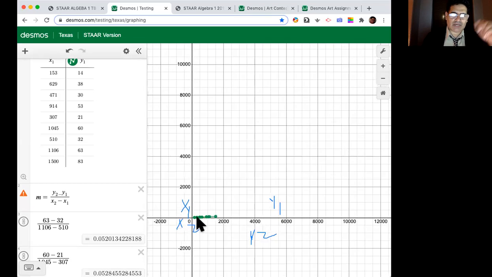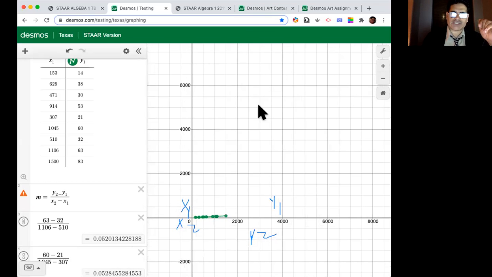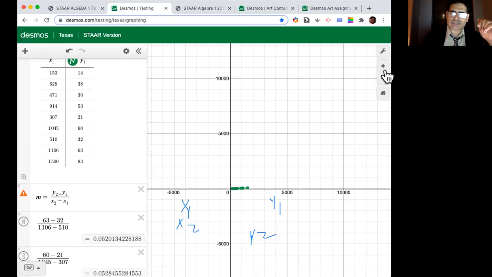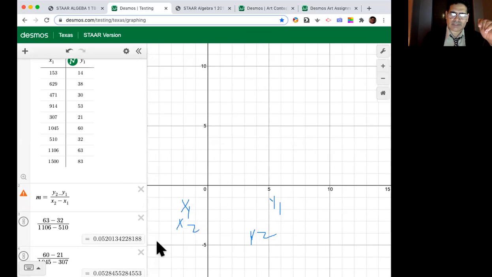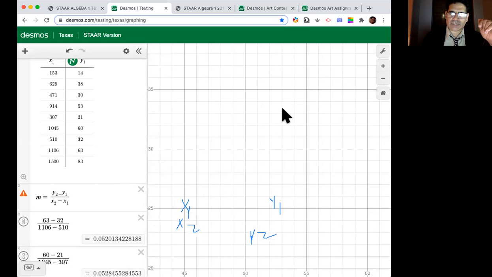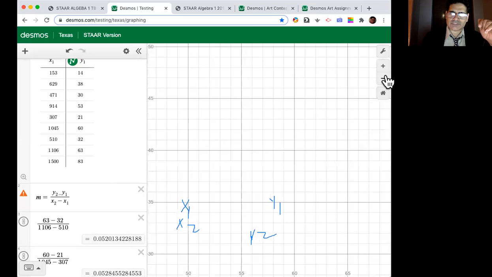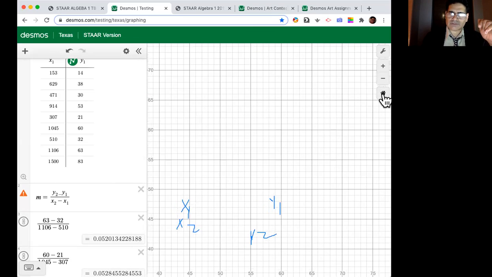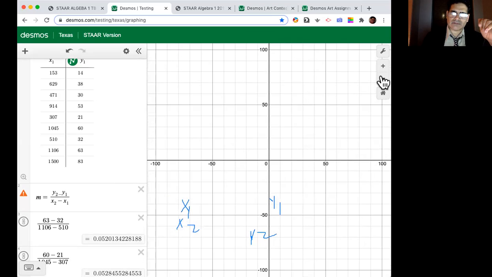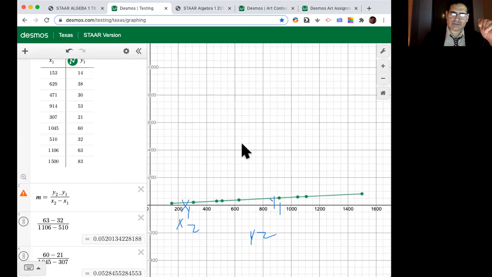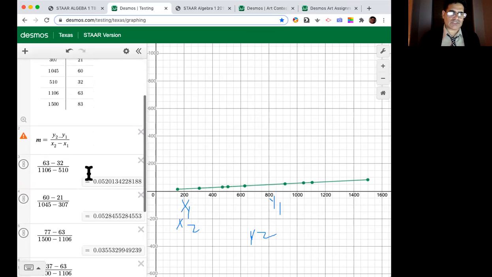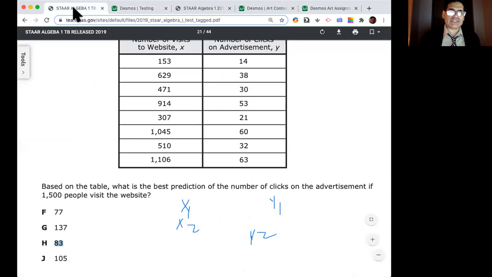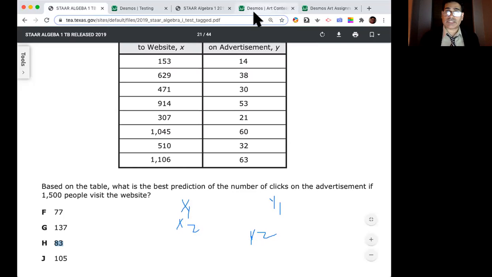Now, could you do this without the calculator? Sure, but I like to visualize it. I like to see what we're talking about, and I want you to see it as well. There we go. Back to the original, zoom out. Okay, so let's see if this works. Choosing 83 because that's the one that gives us the closest change in y over the change in x.